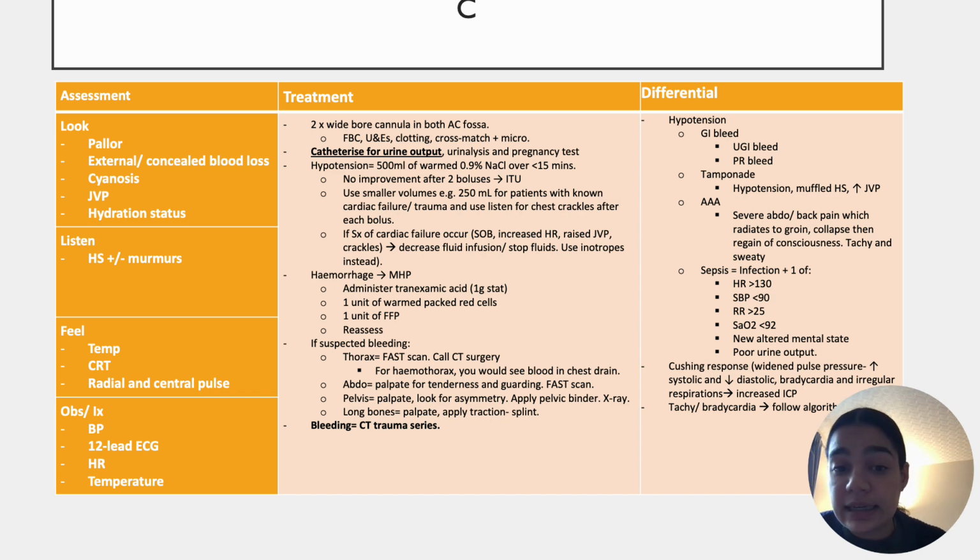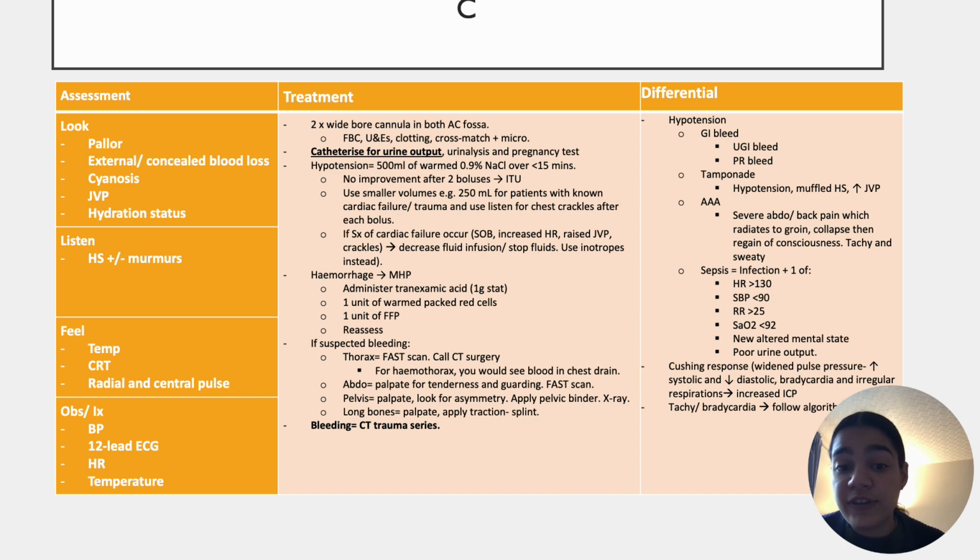If the patient's bleeding, you'd want to use the major hemorrhage protocol, and that's different for each trust. But the broad principles are that you'd have warm packed red cells, FFP, and TXA. If there is bleeding that you suspect, you want to see where this bleeding's come from. It could be coming from the thorax. At this point, it'd be helpful to do a fast scan. So it'd be a point of care scan using a bedside ultrasound.